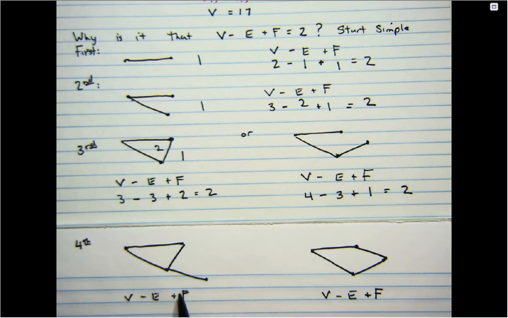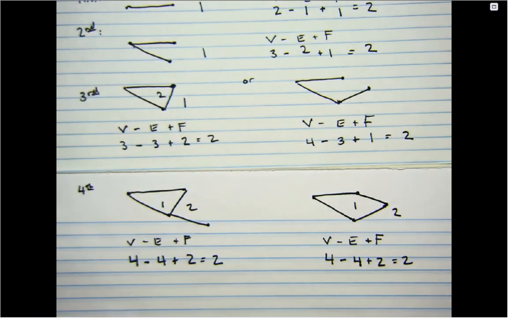So now there are 4 vertices, 4 edges, and this one has 2 faces. Over here there's 4 vertices, 4 edges, and also 2 faces. Anybody see why this is a pattern that's holding consistently? Why we always get 2?